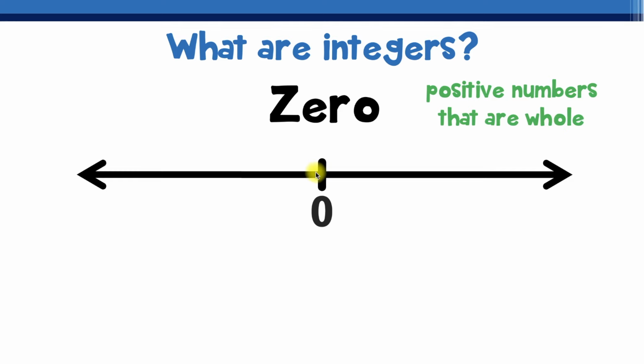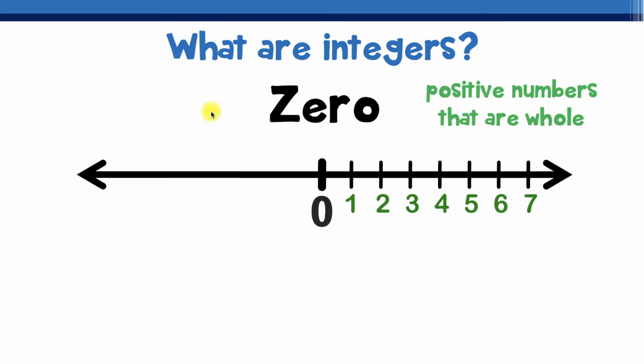So if we count by ones, to the right of 0, the first integer would be positive 1. The next integer would be positive 2. The next integer after that would be positive 3. Then positive 4. Then positive 5. Then positive 6. Then positive 7.